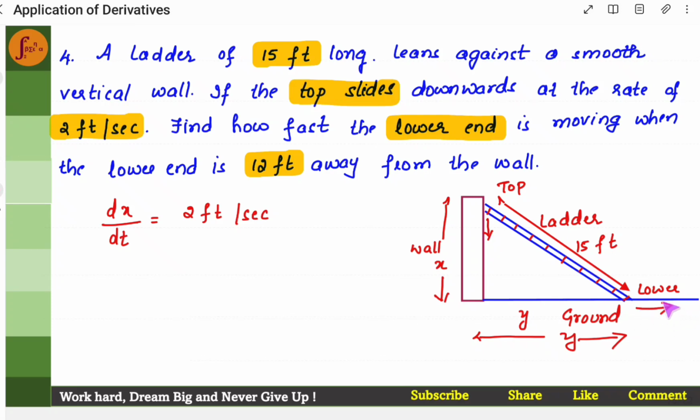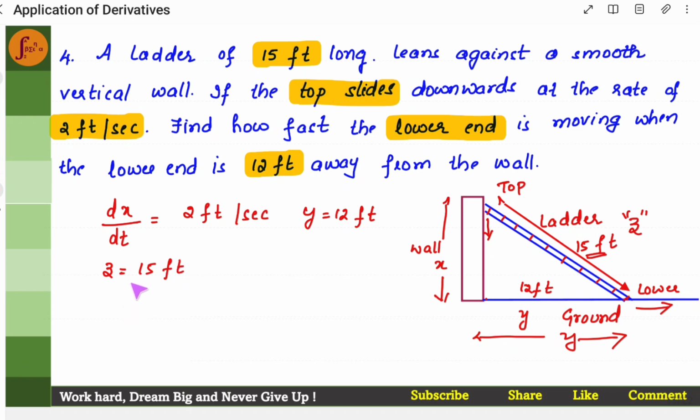How fast is this moving when the lower end is 12 feet away from the wall? This is 12 feet away. That means y is 12 feet. Now, what is it that we have to find? The ladder is 15 feet long. This is 15 feet. Let's call this z. So, we'll say z is 15 feet.